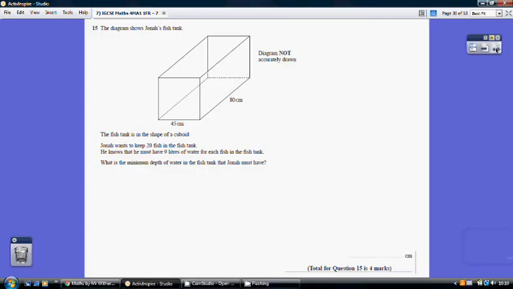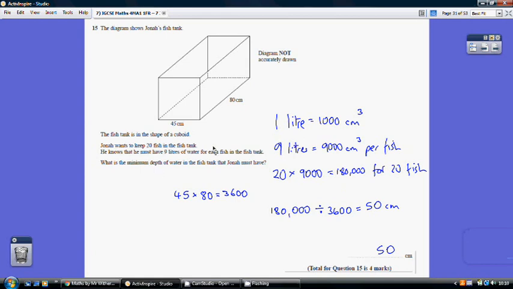Question 15. So the first thing to take on board here is 1 litre is 1,000 centimetres cubed. So you've just got to learn that. So we need 9 litres of water for each fish. So 9 litres is 9,000 centimetres cubed per fish. So given we want to keep 20 fish, it's going to be 20 lots of 9,000, which is 180,000 centimetres cubed for the 20 fish. So we're going to need to have a total volume of 180,000.